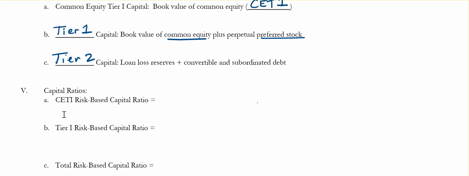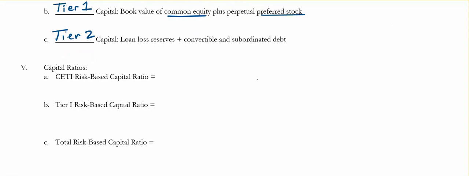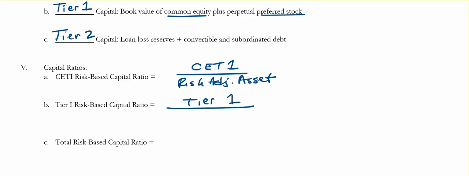Now, the capital ratios are based on these definitions of capital. So you have the common equity Tier 1 divided by the risk-adjusted assets, and that's the CE Tier 1 capital ratio. You have the Tier 1 risk-based capital ratio, and that's, as you could imagine, Tier 1 over risk-adjusted assets. And then there's total capital ratio, and that's Tier 1 plus Tier 2 capital.